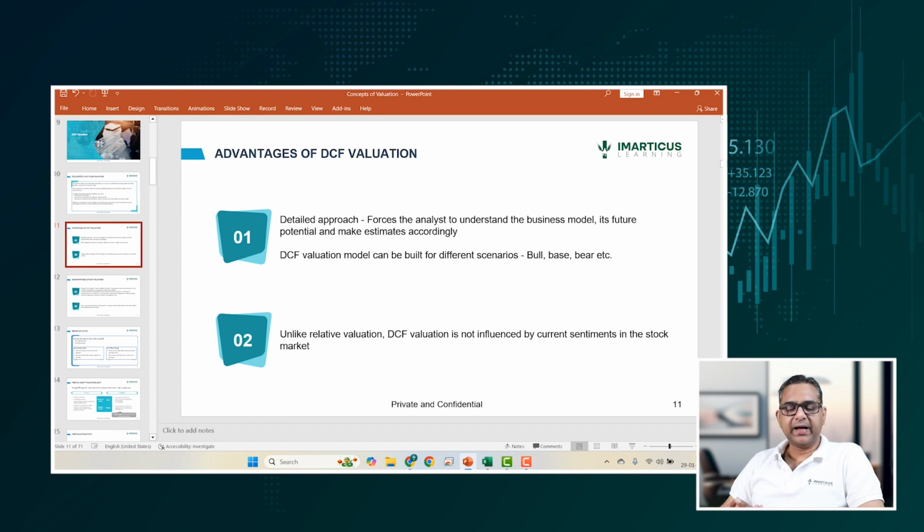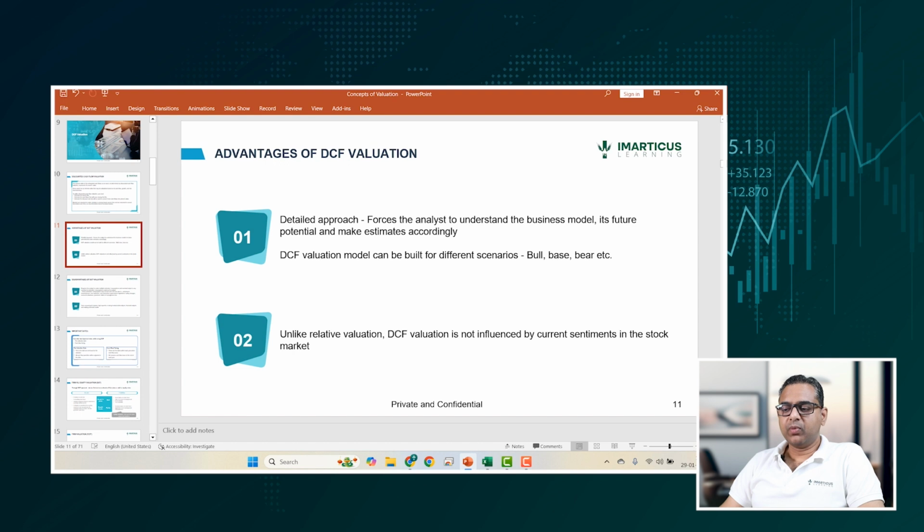Here, the analyst who is doing the DCF valuation for any company needs to understand the business model, what are the drivers of growth for that business, how is the industry positioned, what is the future prospect of this industry, is the company adapting to the change happening in the industry or not, and accordingly make estimates. So there are multiple input variables which the analyst needs to take care of and make sensible, logical estimates for that. Only then the DCF value can be justified.